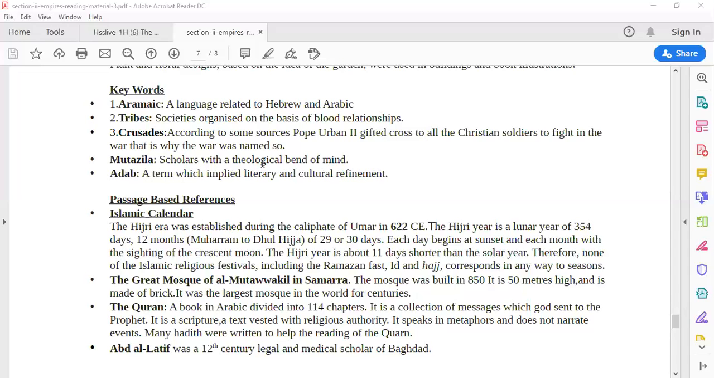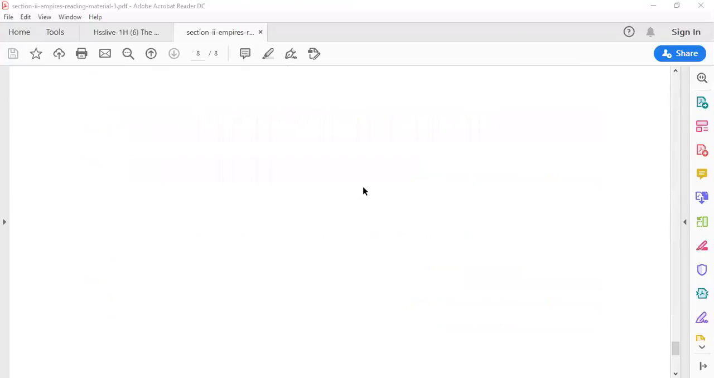Now we'll go to Abd al-Latif, who's a 12th century scholar. This is written on page 98. The title of this passage is The Ideal Student. Okay. So Abd al-Latif, he was a 12th century legal and medical scholar of Baghdad. And how he's talking to his ideal student, that entire narration has been kept in your textbooks for y'all. Please go through this.